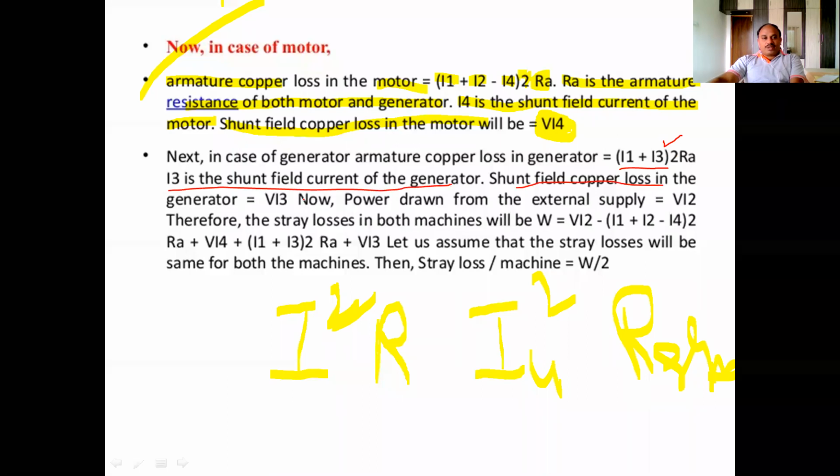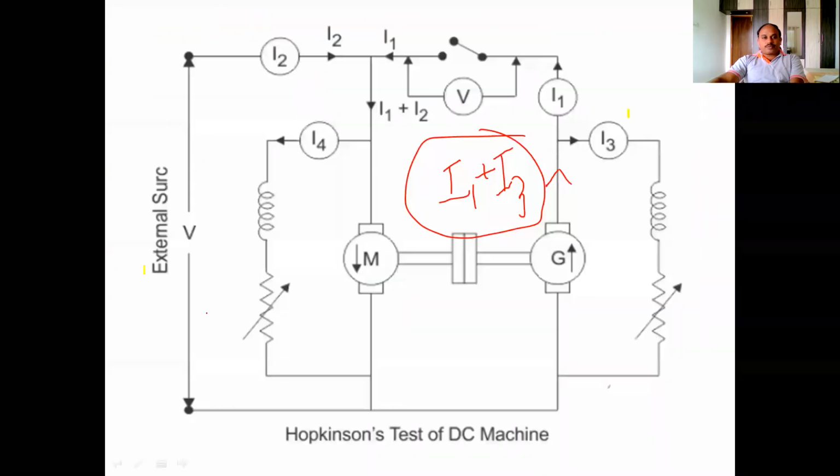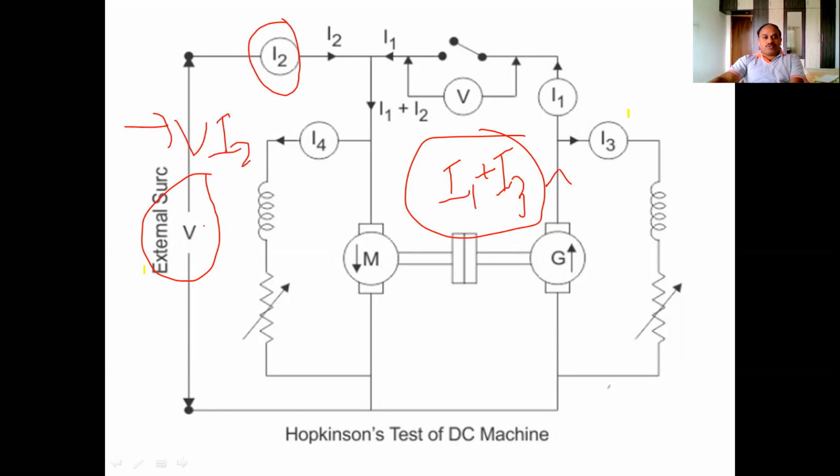For the shunt field copper losses, the voltage is the same in all three cases: the generator, the supply voltage, and the motor voltage. So the shunt field copper loss equals voltage into current. Next, the power drawn from the external supply is V into I2. This is the voltage and this is the current, so the power from the external source is V into I2.